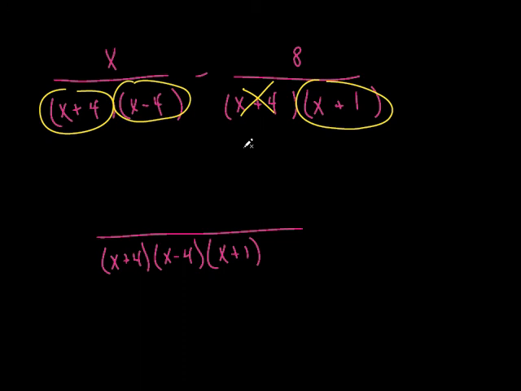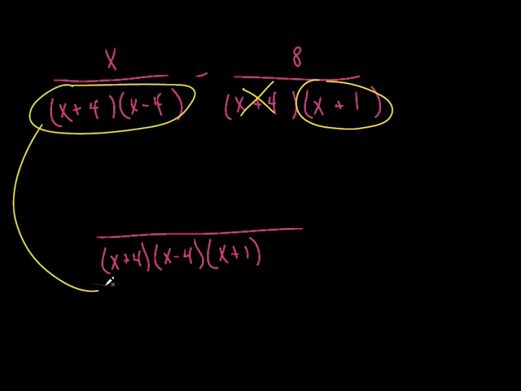Let's ask ourselves the question that we did before. What did we do to this denominator right here? Watch this. Let's circle the whole thing. What did we do to this whole thing to get this whole denominator right here? There's already an x plus 4. There's already an x minus 4. What's the only thing that's missing? The x plus 1, isn't it?